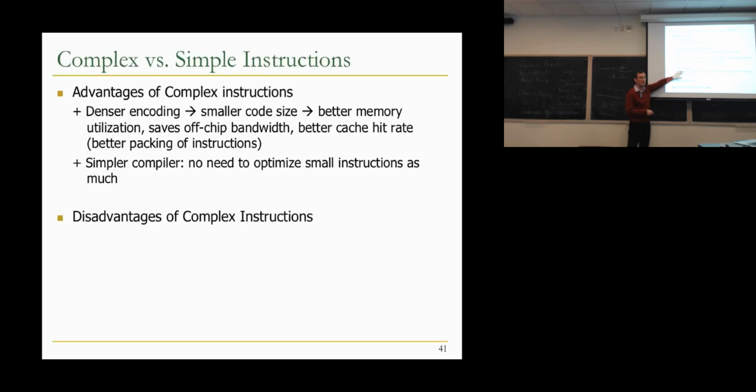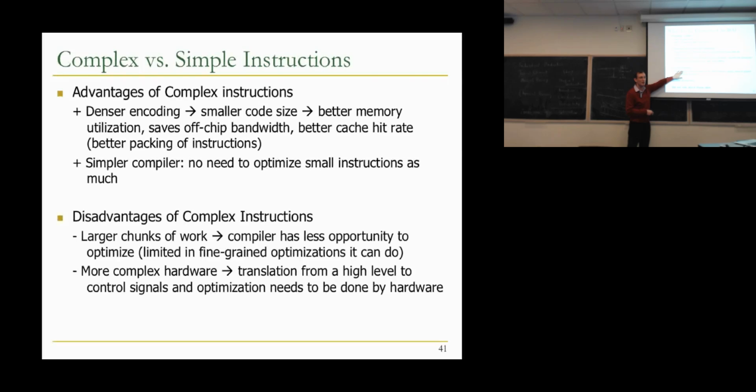But these are disadvantages. Well, now you have larger chunks of work, right? This could be bad because now the compiler has less opportunity to optimize, because it has these larger chunks of work, and it cannot reorder them as much. Whereas if the compiler is generating only adds, multiplies, divides, maybe it can reorder them. It can figure out which ones are independent, which ones are dependent. It can reorder such that you minimize the stalls, and we will see that with pipelining.